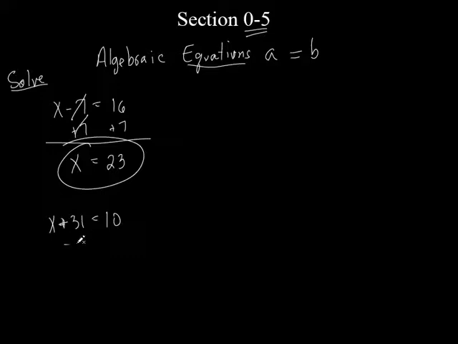Man, are you getting all this? Write it down. So you subtract a 31 from both sides. All right? Look what happens. Plus 31 minus 31, they cancel each other out.